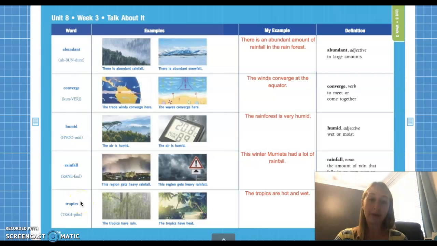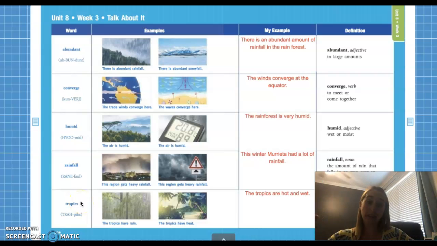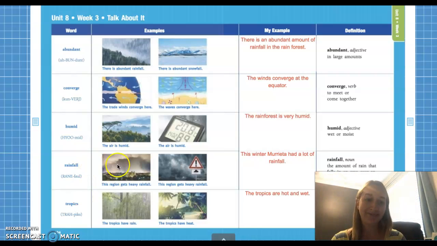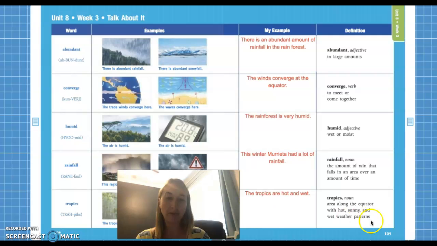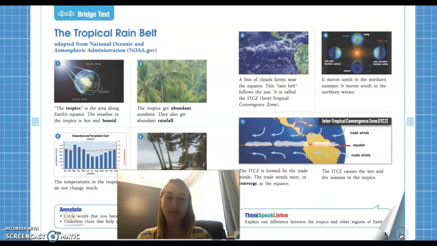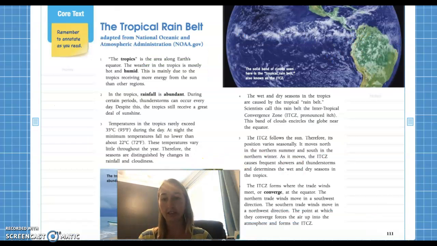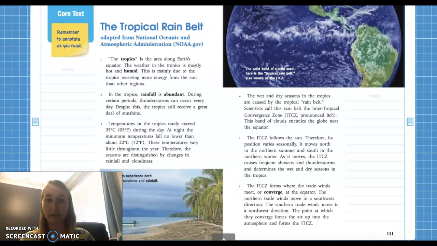The last one is tropics. And so this is an area along the equator with hot, sunny, and wet patterns. Okay, so the rainforest, the Caribbeans, anything that you think is tropical, those are all tropics. All right, my friends? All right, let's go ahead and move forward. We're going to go 1, 2, 3. Okay, I'm going to move my face over here for you guys.